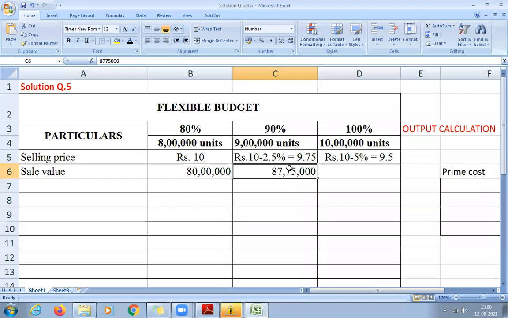Multiply with units, 10 lakh units. How much will you get? 95 lakhs, even without using a calculator. This is the sale value.